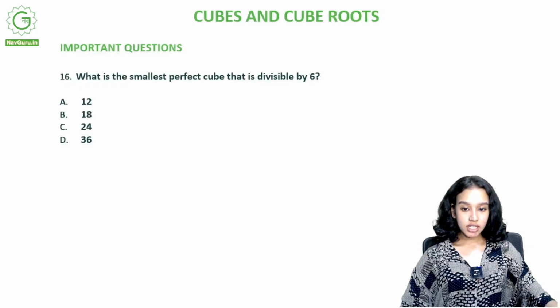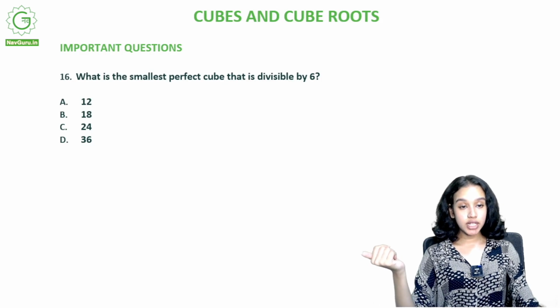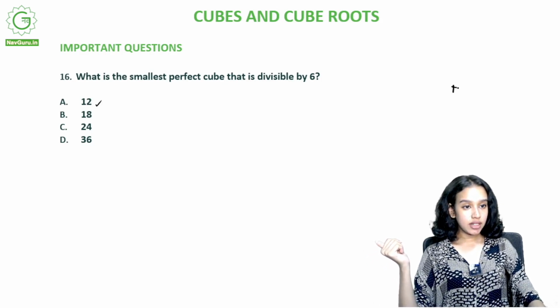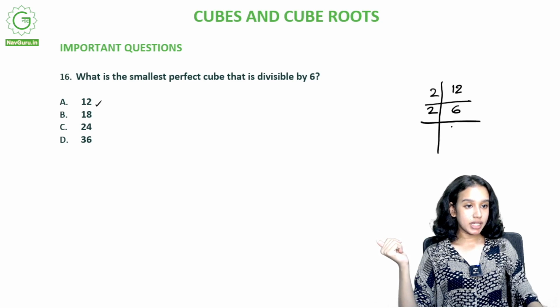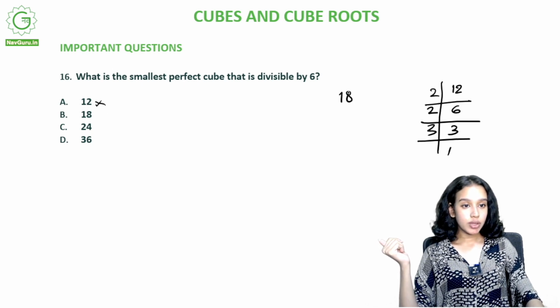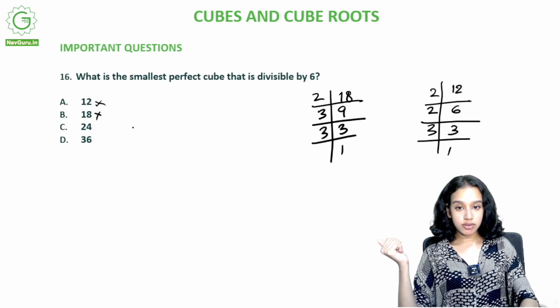Let's move on to the next question. What is the smallest perfect cube that is divisible by 6? Let's check 12. Divide by 2, we get 6. Again by 2, we get 3. Then by 3, we get 1. It's not a perfect cube. Now, let's move on to 18. Divide by 2, we get 9. By 3, we get 3. By 3, we get 1. Again, not a perfect cube.